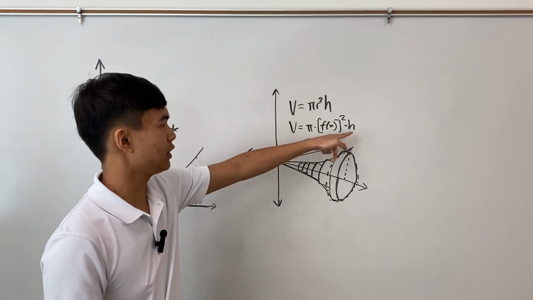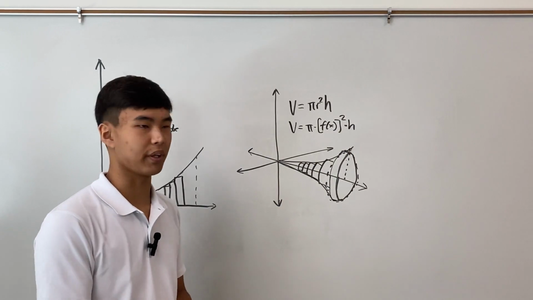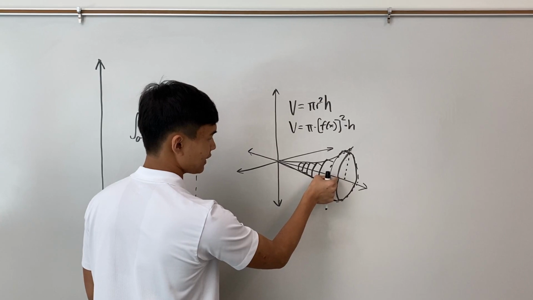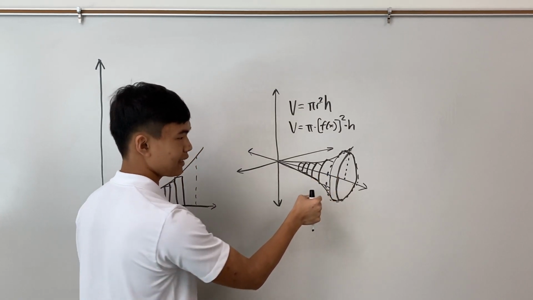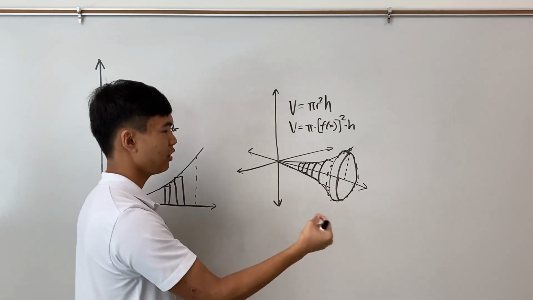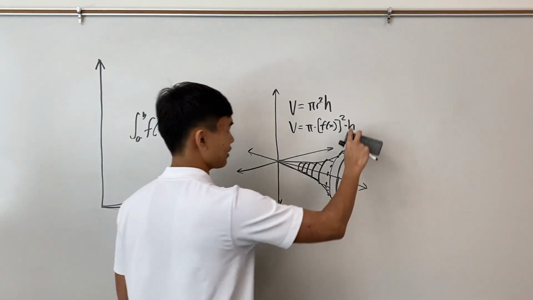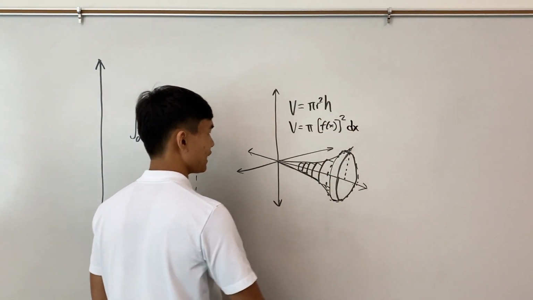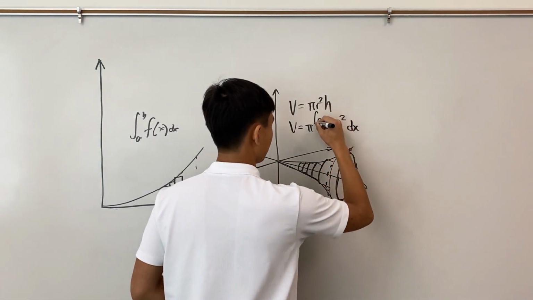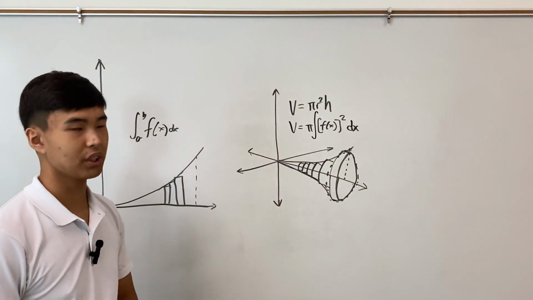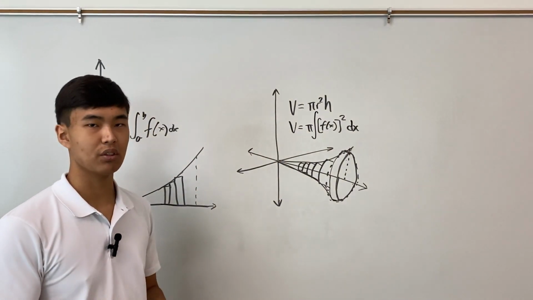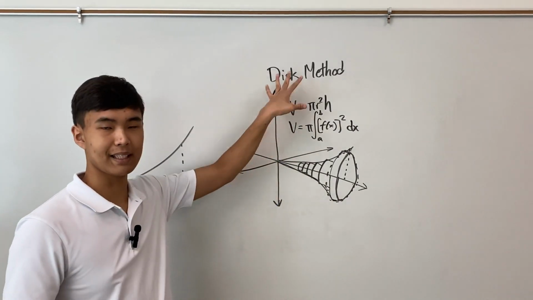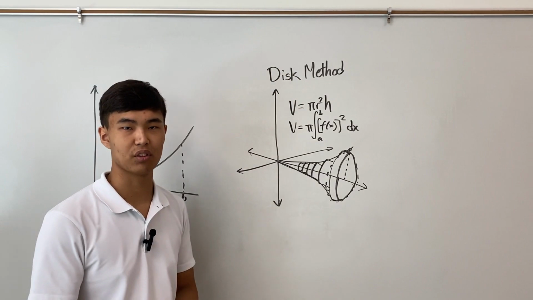But now we have to make a substitution for h in terms of something we can work with. Looking at this picture, what's h? h is this distance on the x-axis. So if we make this distance infinitesimally thin, we can call it dx, like this. And now we can sum the cylinders to show that the volume of a solid of revolution is pi times the integral of f of x squared dx. What I've just shown you here is called the disk method of finding the volume of a solid of revolution.